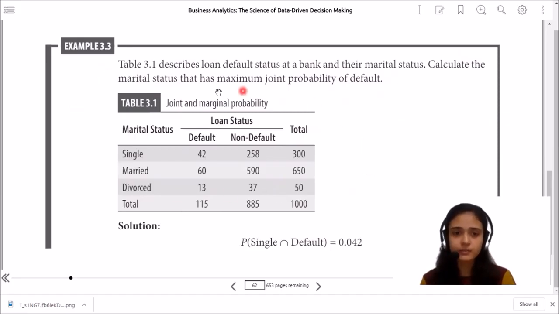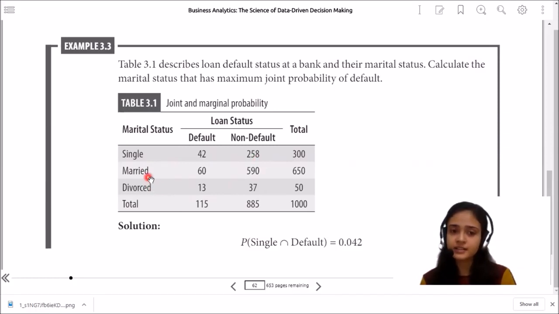So this table will be given to you, and in this table the loan status is given, that is default and non-default, and these are the different observations. Marital status is given, that is single, married, divorced, and these are the observations. So if you see how many total persons with marital status as single, it is 300, out of which 42 are from the default and 258 are from the non-default.